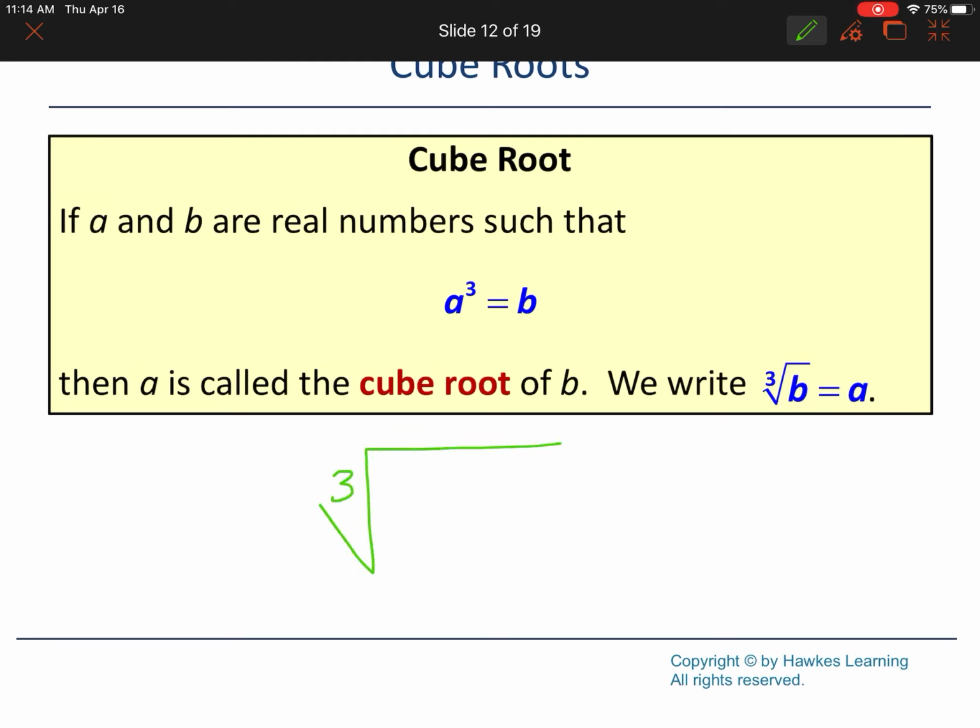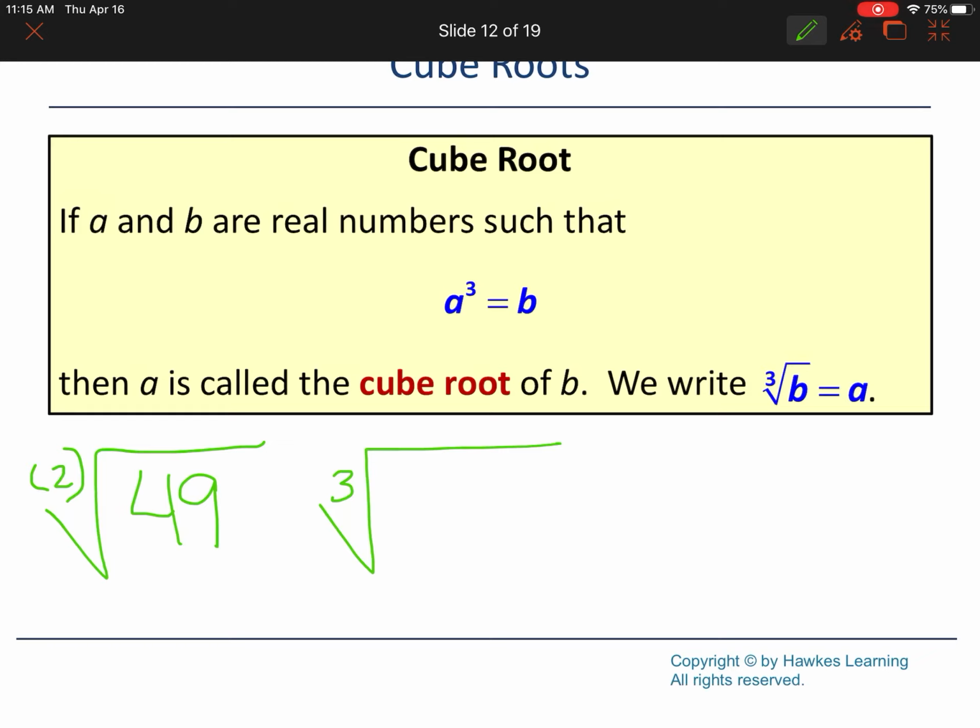Notice if we don't have a number there, we assume it's a 2, like when we did a square root. Square root of 49, we're acting like there's a 2 there. But if it's not a number there, then we assume it's a 2. If there is a number there, that's the index.